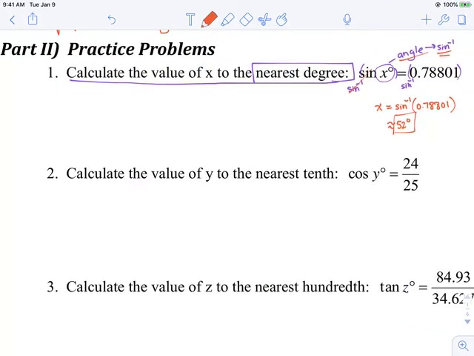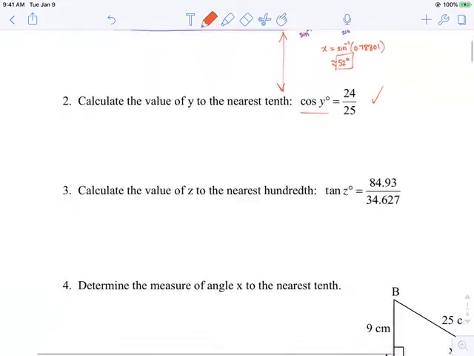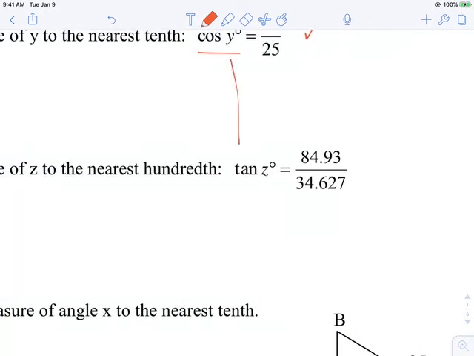Calculate the value of y to the nearest tenth. Well, if you look, these problems look very similar, so you can do this one. Calculate the value of z to the nearest hundredth. You can do this one.